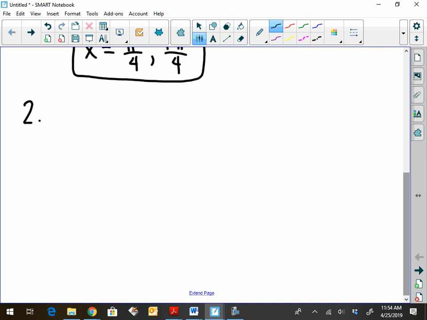Now what if this question got extended? So what if we had tangent of x cosecant of x equals 2 tangent of x? Okay? Well, now we have expressions on both sides. I could graph them, but again, we're not going to use our calculator for this standard as well. So I'm going to solve it algebraically.